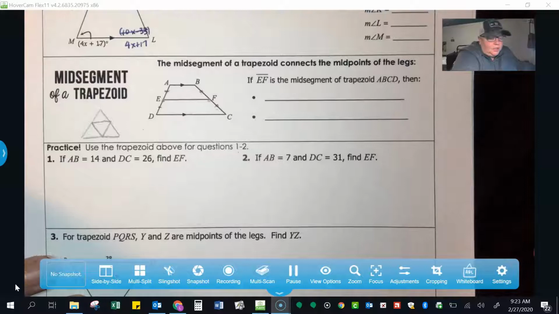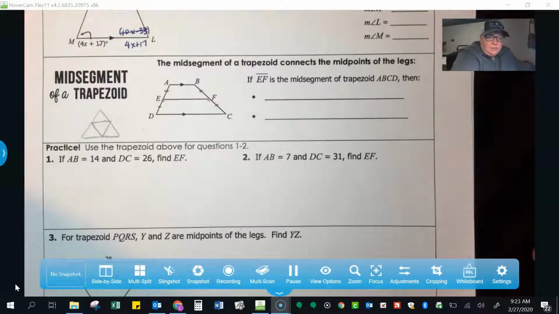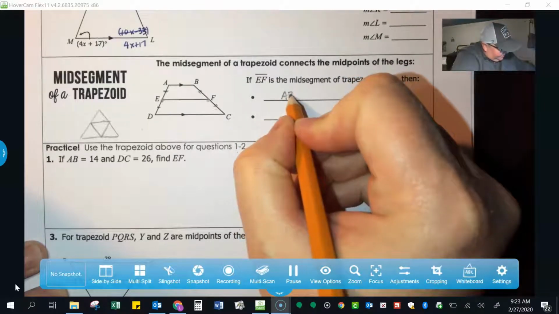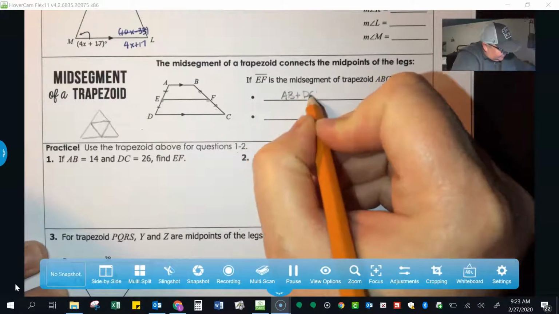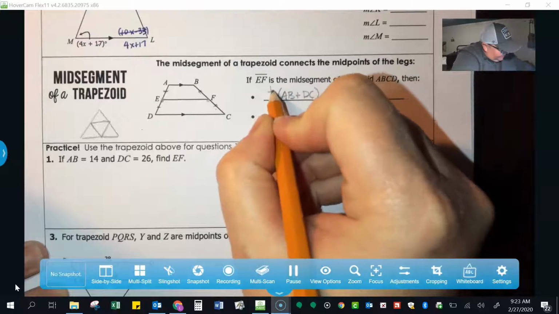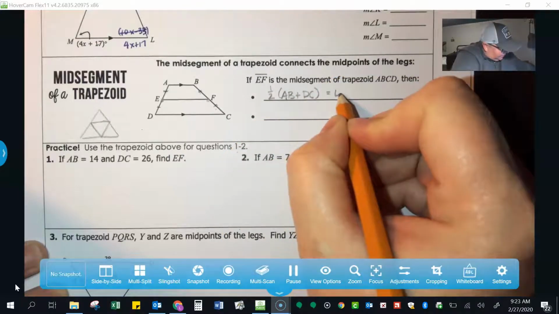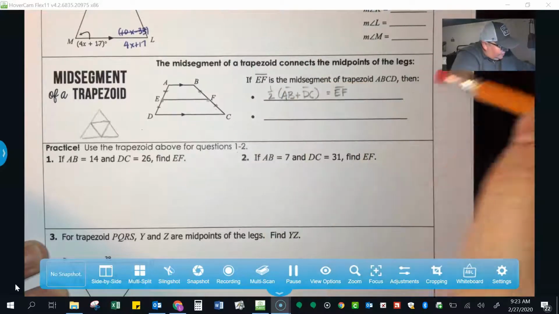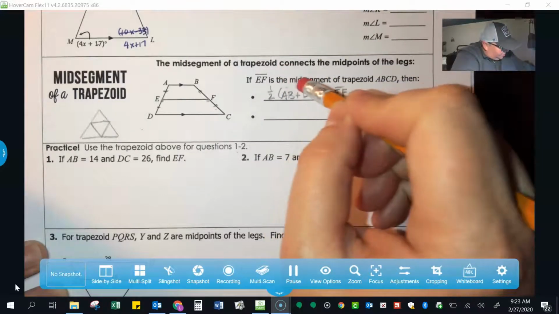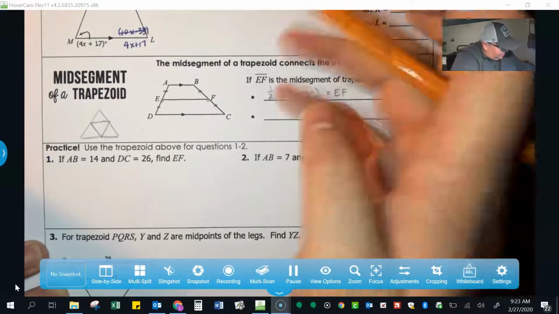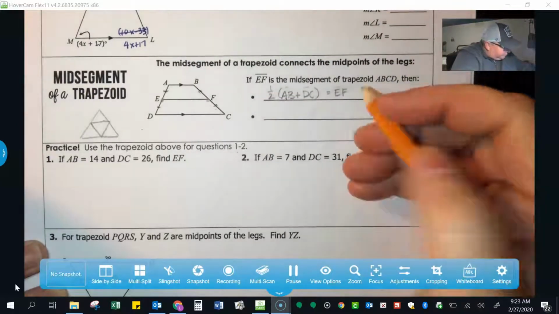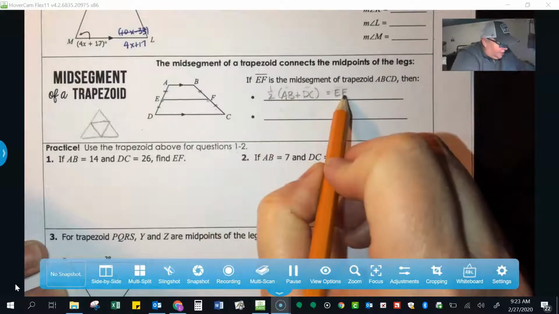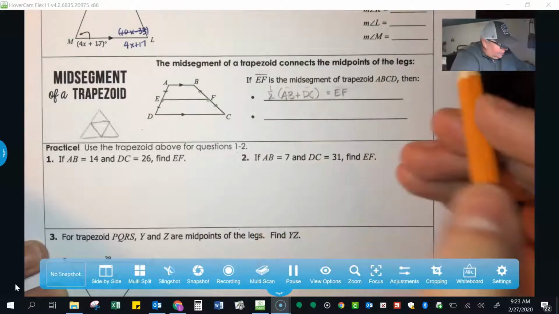So what we have is a mid-segment. Properties of mid-segments goes like this. If you take AB and you add it to DC and then divide it by 2, you get the length of the mid-segment. Okay, actually those don't get those marks when we're talking about measures, but that's not that important. So if you take AB, add it to DC, divide it by 2, you get the length of the mid-segment.